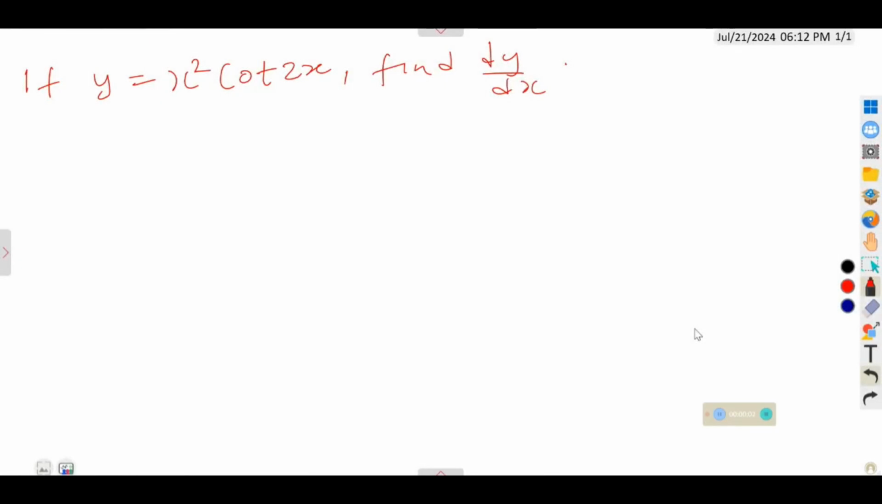Hello guys, how do you deal with this type of question?